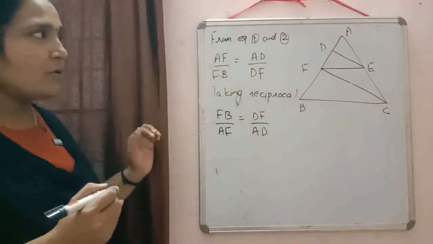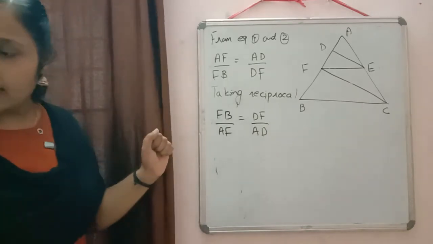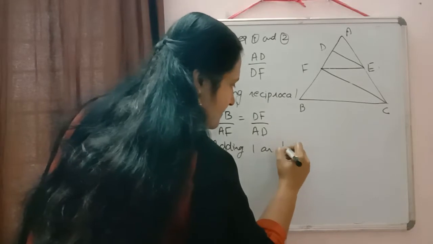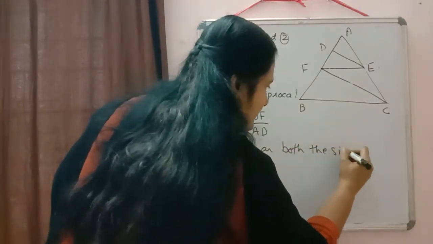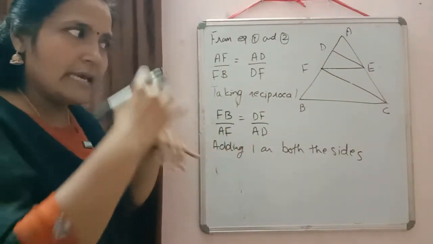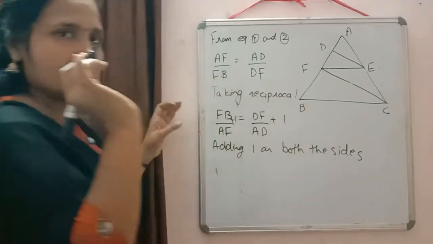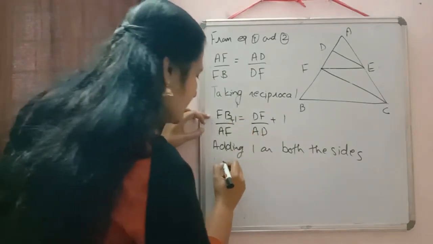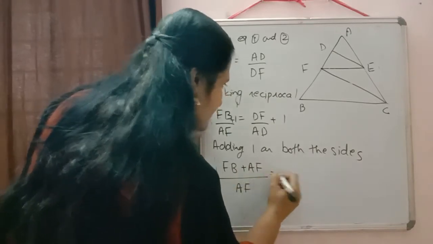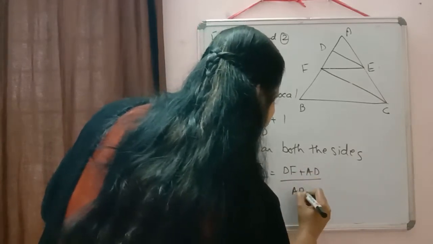Now again FB we don't want there. Now what will we do? Yes, adding 1 on both the sides. Write down there, adding 1 on both the sides. So always in all the questions, just check which side you don't want, and keep that side in the numerator. Okay, now we are adding 1 on both the sides. Now what will come? Cross multiplication, then it will be equal to FB plus AF by AF is equal to DF plus AD by AD.